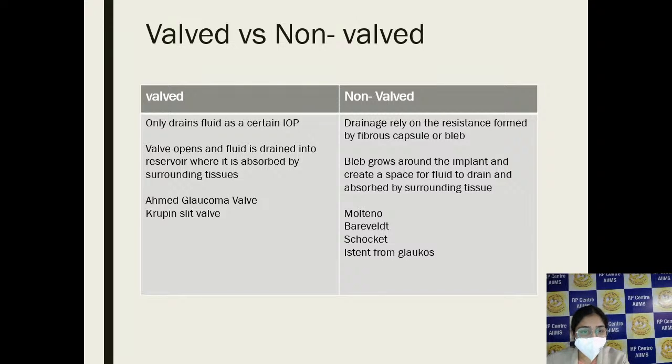In valved devices, the valve opens and the fluid is drained into the reservoir, where it is absorbed by the surrounding tissue. In the non-valved, the bleb grows around the implant and creates a space for the fluid drainage, and it is absorbed by the surrounding tissue. So the absorption and the drainage is the same in both the valved and non-valved, while the only difference is the IOP-dependent drainage mechanism in the valve and non-IOP dependent drainage in a non-valve device.